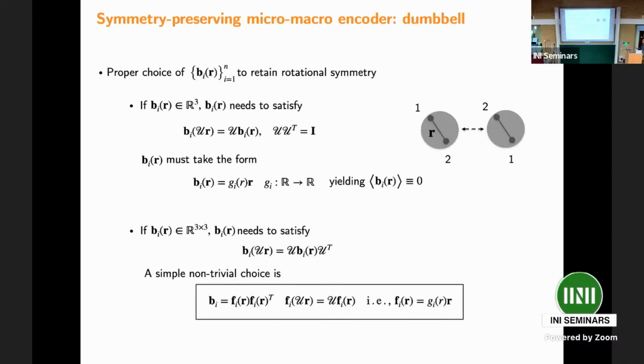If B is a second order tensor, then if we have a rotation on the micro scale, it must satisfy these relations. A simple non-trivial choice is like this, where B is like F and F transpose, and F is essentially a vector. If F is a vector, then we can use this result, so F takes this form. That is the generalized form for the encoders for the dumbbell molecules. Here, G is the encoder function that we're going to learn.